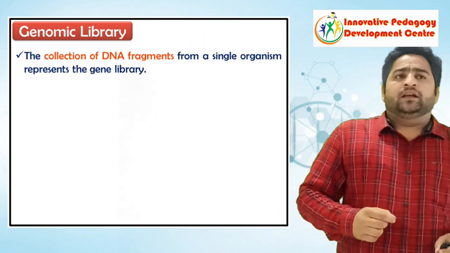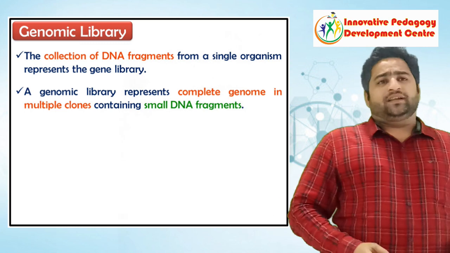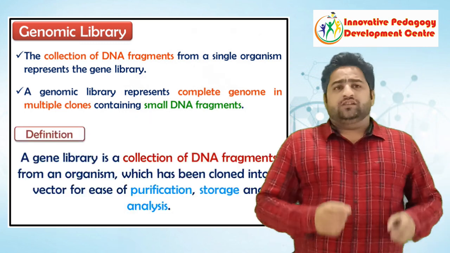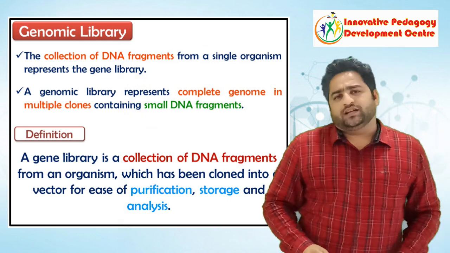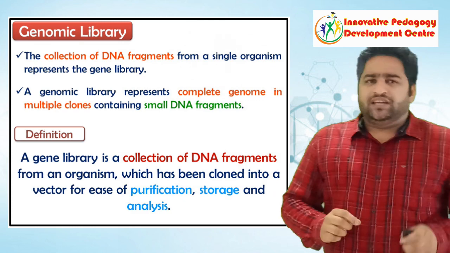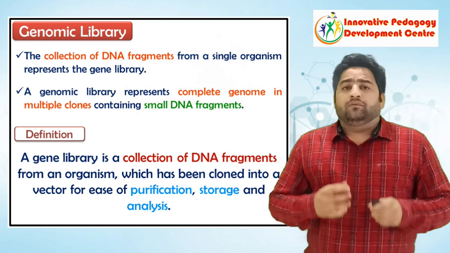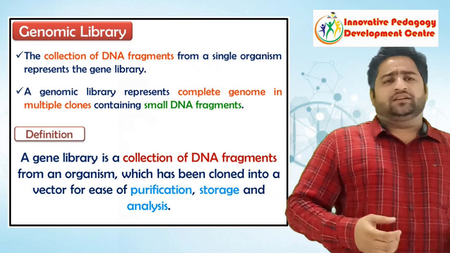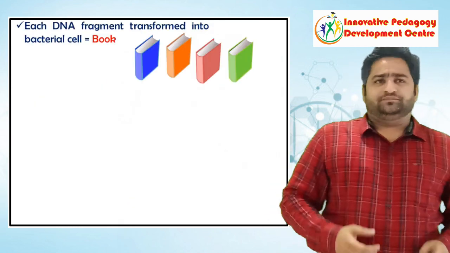Genomic library. It is the collection of DNA fragments from a single organism which represents the gene library, also called a genomic library, representing a complete genome in multiple clones containing a small DNA fragment. Definition. A gene library is a collection of DNA fragments from an organism which has been cloned into the vector for ease of purification, storage and analysis.